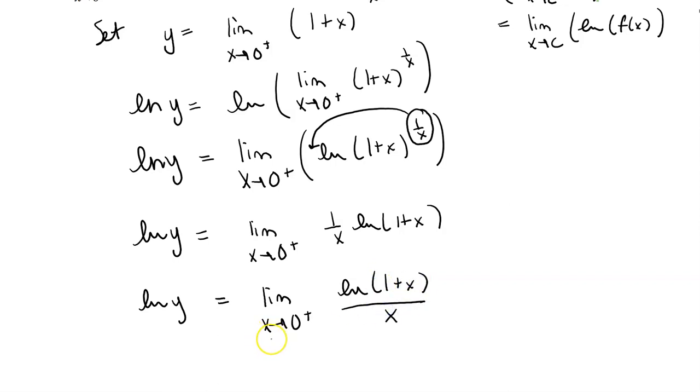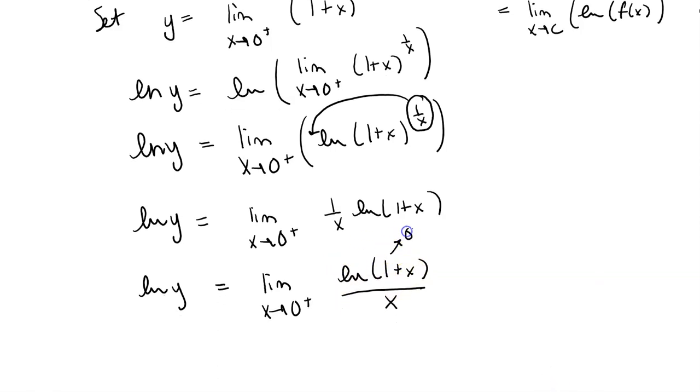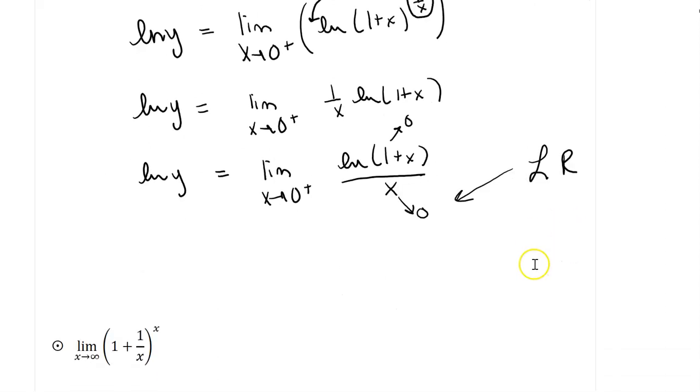We're talking about what happens as x approaches 0 from the right. So as x approaches 0 from the right, 1 plus x is going to approach 1, so this natural log is going to approach 0. As x approaches 0, this x is going to approach 0. So now we can use L'Hopital's rule. So we get the natural log of y equals the limit as x approaches 0 from the right of the derivative of this, which is going to be 1 over 1 plus x, divided by the derivative of this, which is going to be 1.